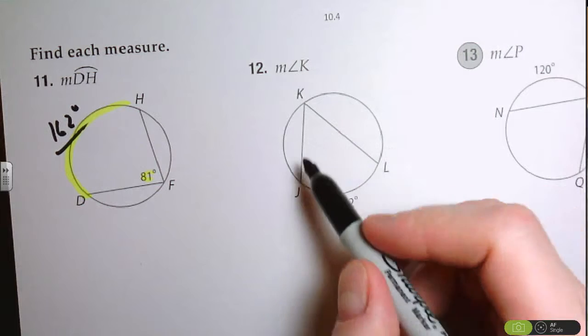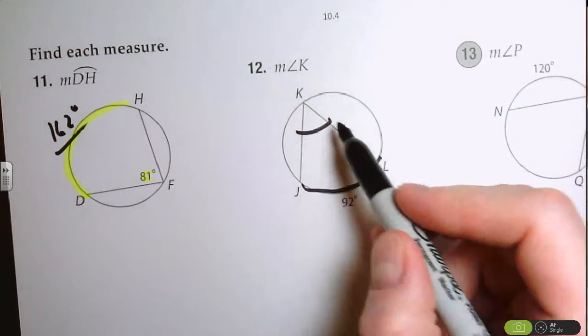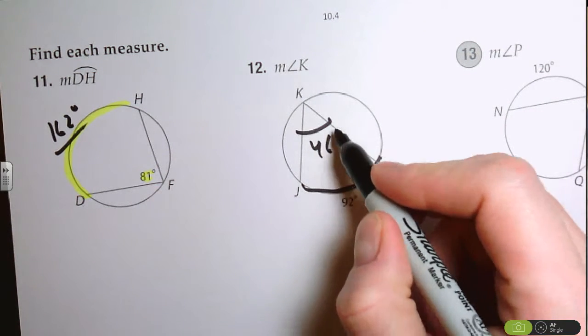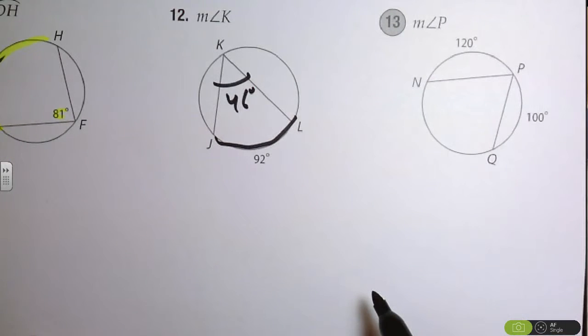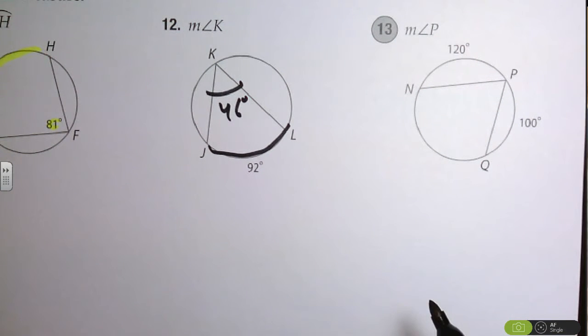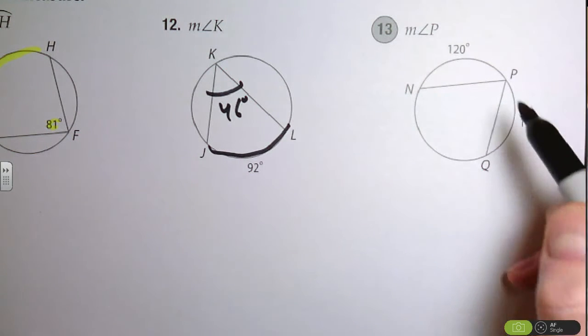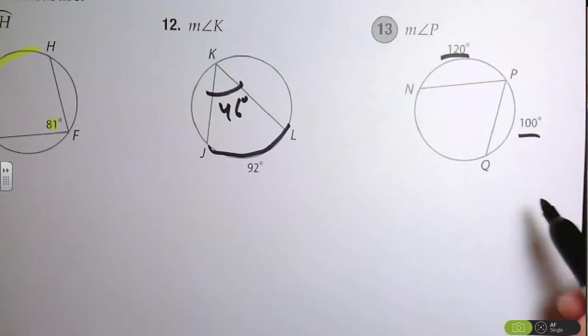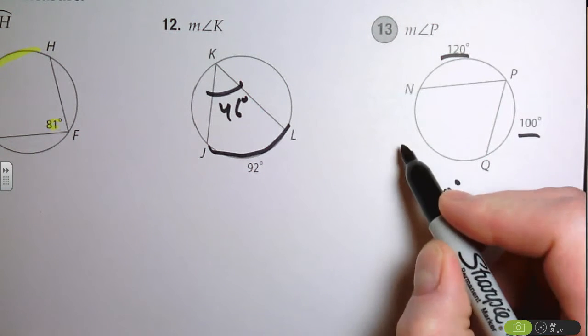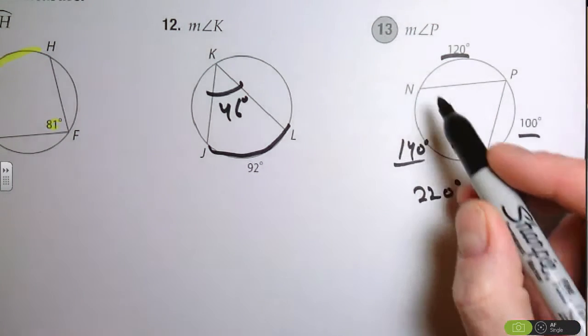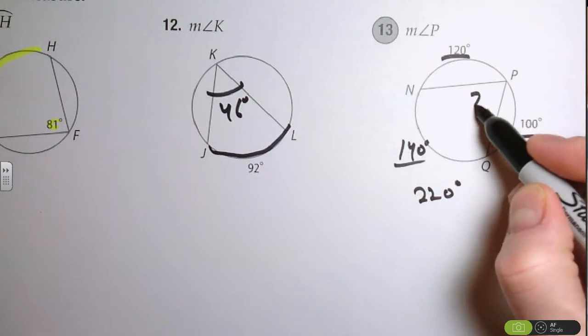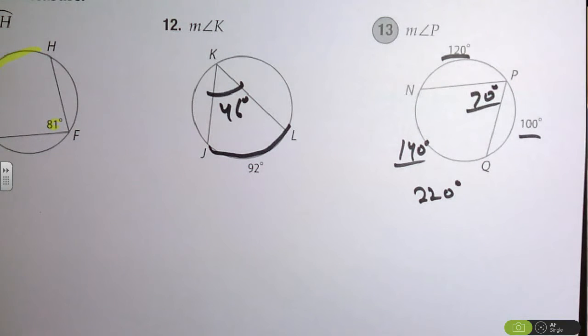On number 12, you've been given the arc, but now you're looking for the angle, so divide that by 2, 46 degrees. And then number 13, this is a good problem because they're asking for angle P, which is an inscribed angle, but you don't know the arc of NQ. However, you know this is 120 and 100, so that's 220 total. That leaves 140 degrees for NQ to make up 360, meaning angle P has to be 70 degrees.